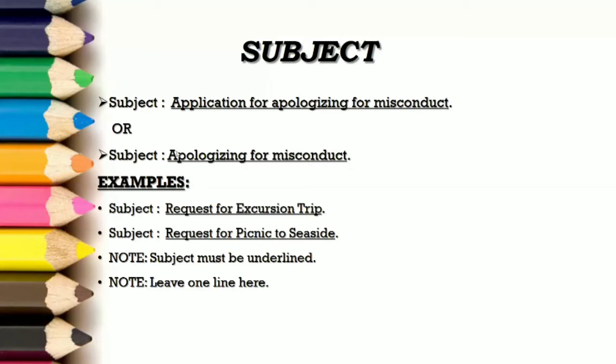So from where do we get the subject of the application? We get the subject of the application from the question. For instance, if I give you a question to write an application to your principal and request her for arranging the excursion trip, or request her for arranging the picnic, what will be the subject? Subject will be the request for excursion trip or the request for picnic to seaside. So you always get the subject from the question. The note is here: subject must be underlined. As I've told you, subject is always underlined. And before and after writing the subject, you have to leave one line.